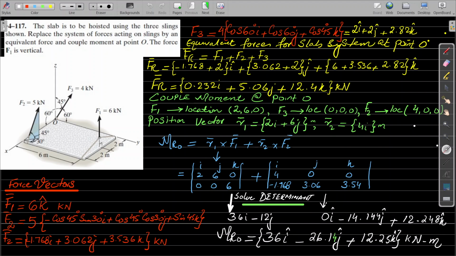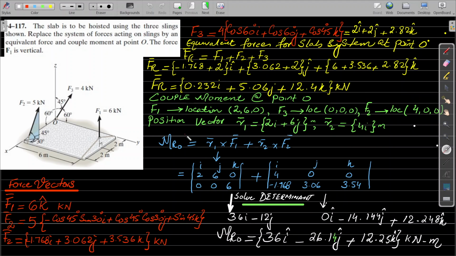Now, since the moment will also be like a vector addition, we will collect all the respective i's, all the respective j's, and all the respective k's to get our resultant moment as 36i minus 26.14j plus 12.25k kilonewton meter. Make sure you don't forget the units, they are very important. Otherwise you won't be able to differentiate between a force and a moment.